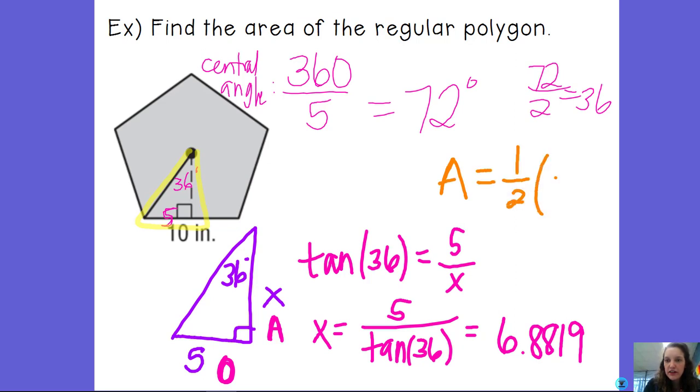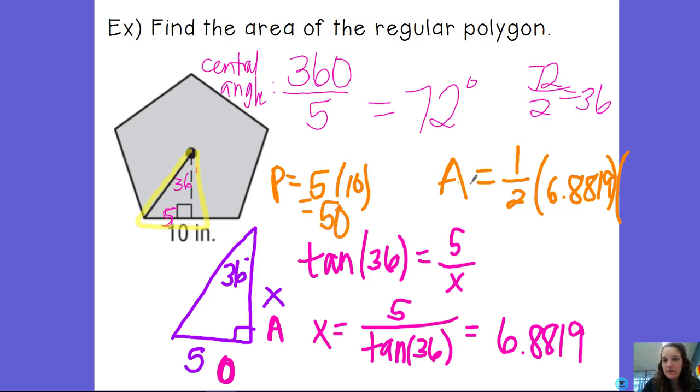Now, to find the area of this polygon, my formula is 1/2 times the apothem times the perimeter. The perimeter is the number of sides, which is 5, times the length of each side, which is 10. So the perimeter is 50. My area formula is 1/2 times the apothem times the perimeter, so 1/2 times 6.8819 times 50. My area is 172.04, so 172.0 inches squared.